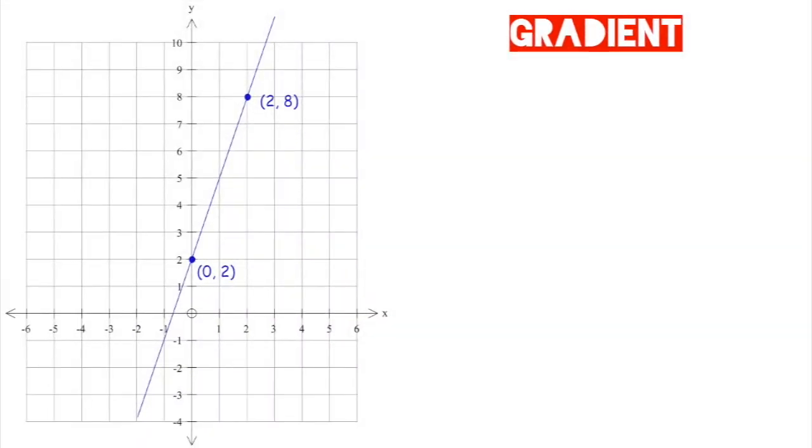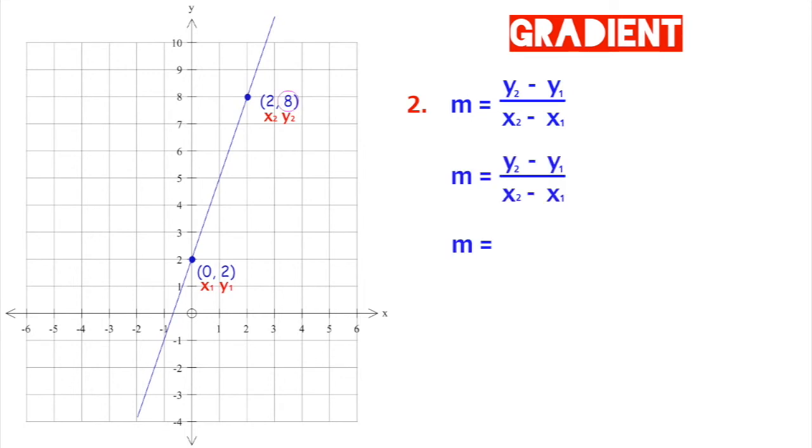It's time now to have a look at the second method of how to find a gradient. And this is using the formula m is equal to y2 minus y1 over x2 minus x1. You use this formula when you get given 2 points, as can be seen on the graph shown on the left. The first thing to do is to label the points x1, y1 and x2, y2. Substituting these values into the formula now, we put in y2 being 8, minus y1 being 2, over x2 being 2, minus x1 being 0.